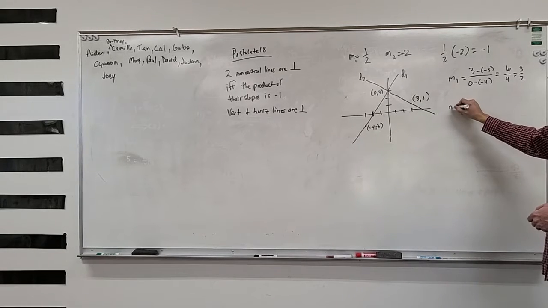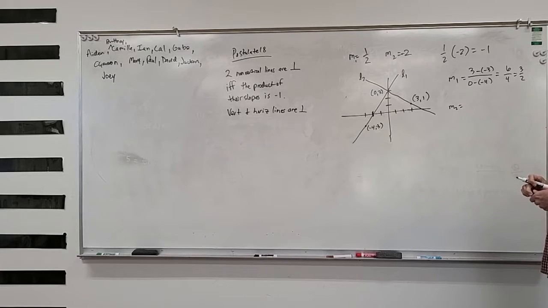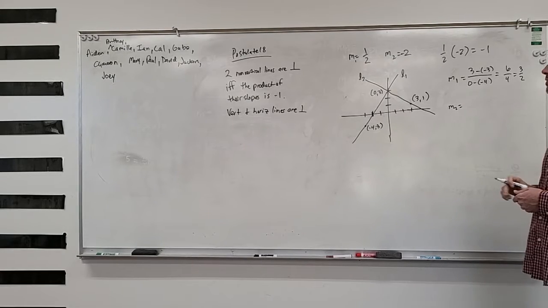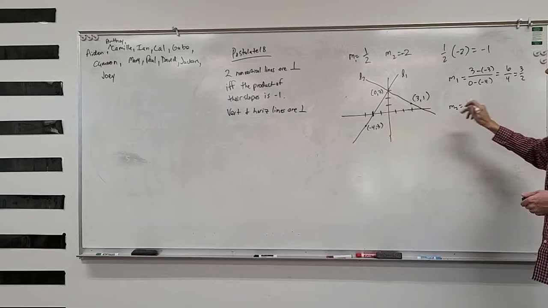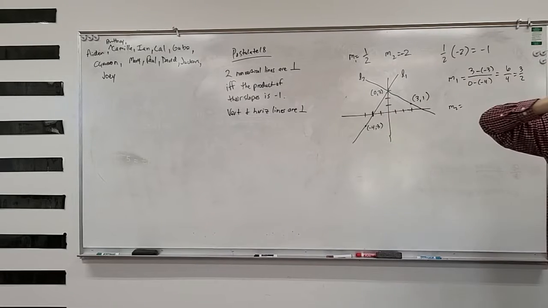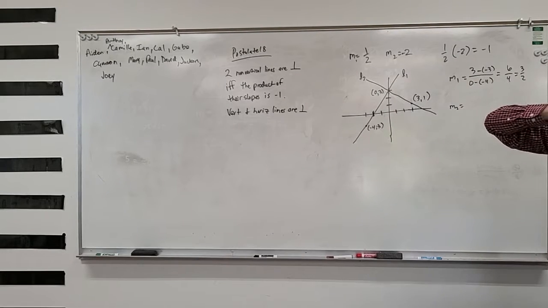Line number 2. We take the difference of the y values. I'll start with this one here so that I'll get a positive number on top. I'm expecting this slope to be positive or negative? Negative. That's correct.